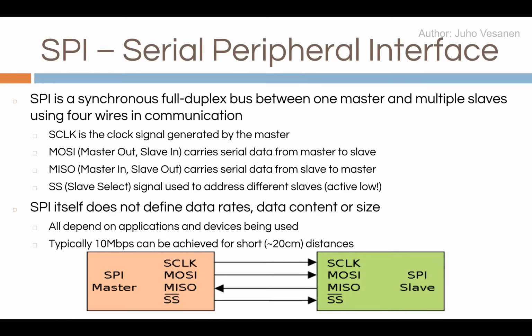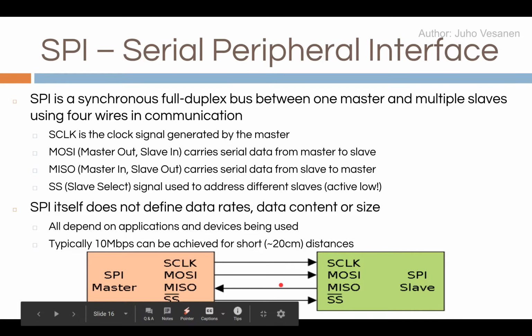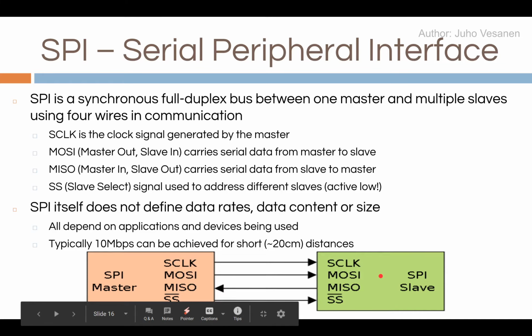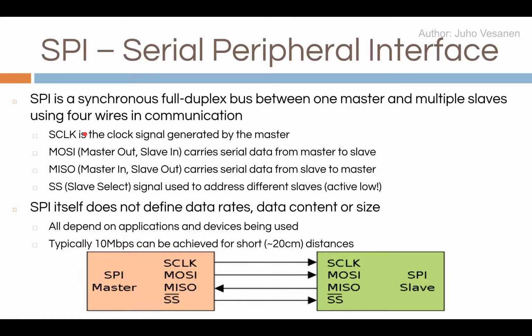So SPI, Serial Peripheral Interface, an old protocol between devices and different kinds of functional devices and microcontrollers. Basically, it's between 2 points, so there's a master and there's also the slave. So there's a serial clock signal. The clock signal is always generated by the master.